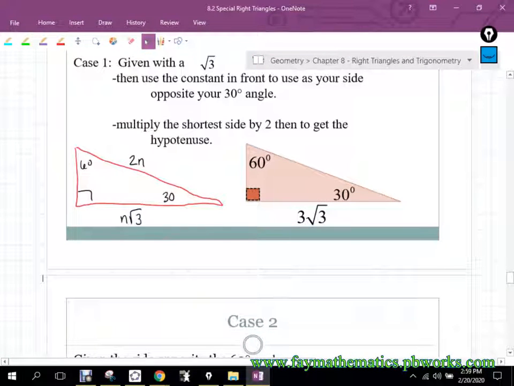So just kind of walking through, that's one question that gave us the short side, one question that gave us the hypotenuse. Here's a question that gives us the radical 3 side. Okay? So when I match those up, hopefully you guys can see that it's going to land on that there, right? So there's my equation. n radical 3 equals 3 radical 3. So what's n going to be there?